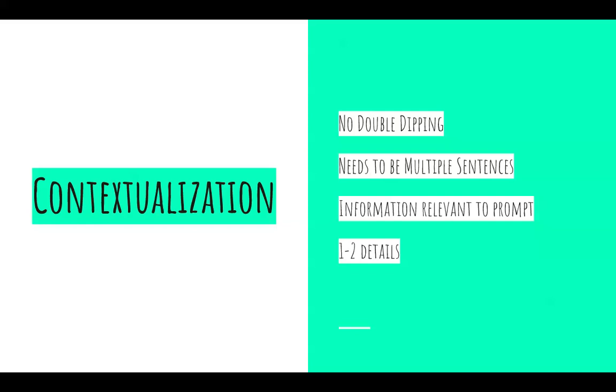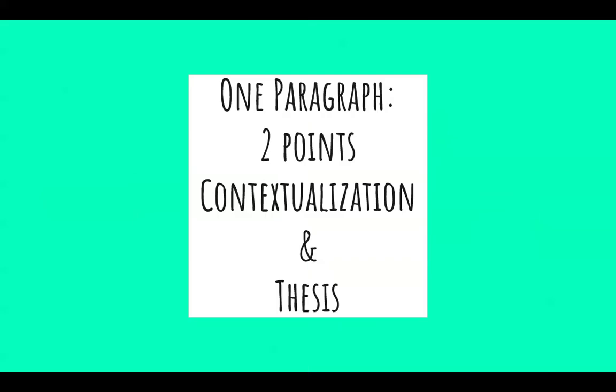So if you've done that, and if you've led into your thesis and written either an acceptable or an excellent thesis, you've got 2 points. You've got 2 out of 7 points, and honestly, that places you pretty much at the average right off the bat on the DBQ. So 1 paragraph, 2 points, contextualization and thesis. That's your introduction. You get 2 points right off the bat if you're setting up and then making an argument.